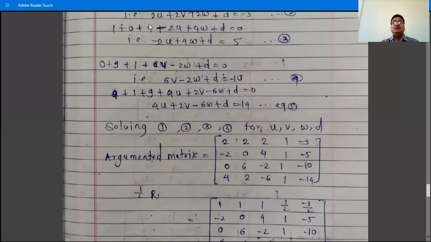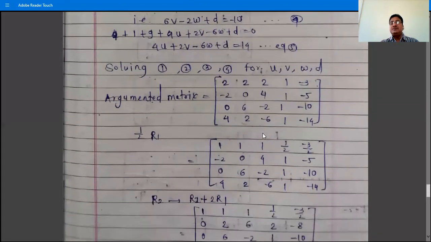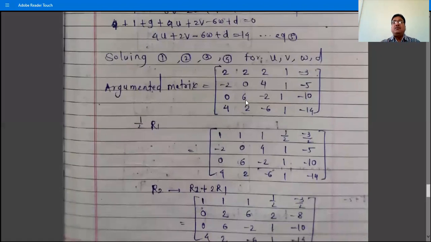So 4 plus 1 is 5, and after shifting it, it becomes minus 5. Then the third row: the coefficient of u is 0, the coefficient of v is 6, the coefficient of w is minus 2, the coefficient of d is 1, and the constant is minus 10. Then from equation number 5, write the coefficients of u, v, w and d and the constant term. And then convert this matrix to echelon form.